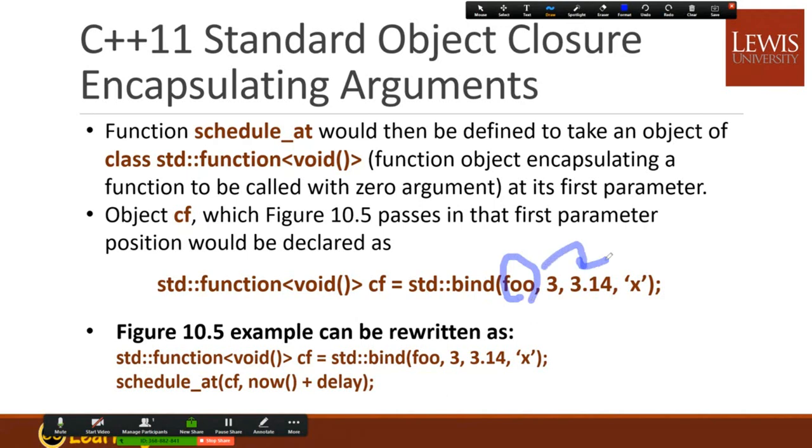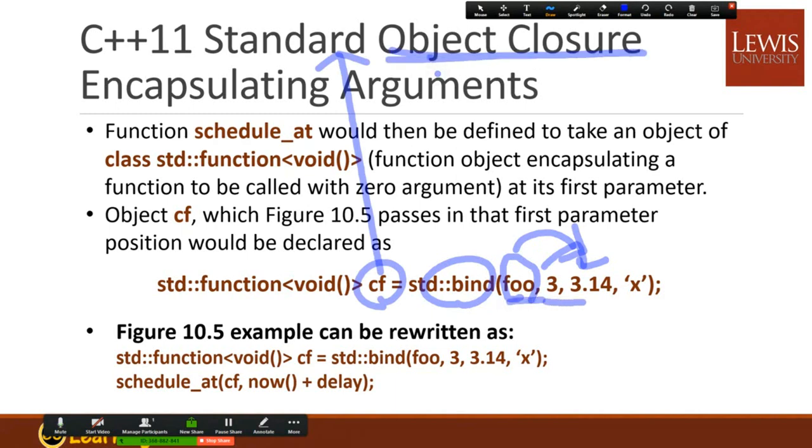The bind function is a function to bind through with that. Then this is a standard object closure, a standard one that allows you to bind certain things with parameters to call through.